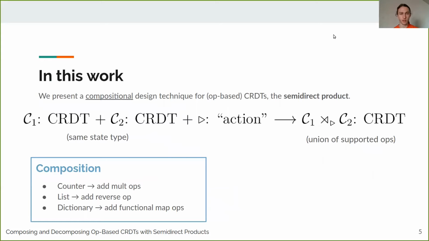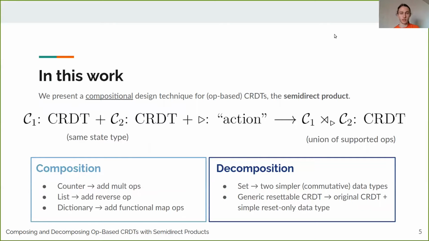You can use this for composition of CRDTs directly, where you take two existing CRDTs and combine them to get a CRDT with both of their operations. In practice, usually you can use this to add operations to an existing CRDT. For instance, we show how to take an integer counter CRDT and add multiplication operations, or take a list CRDT and add a reverse operation, or take a dictionary CRDT that maps keys to values and add a functional mapping operation, which applies some operation to every value in the dictionary.